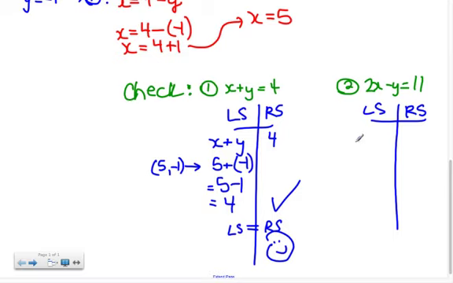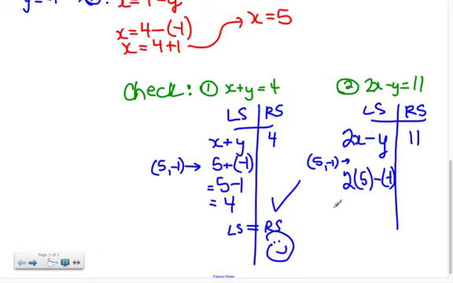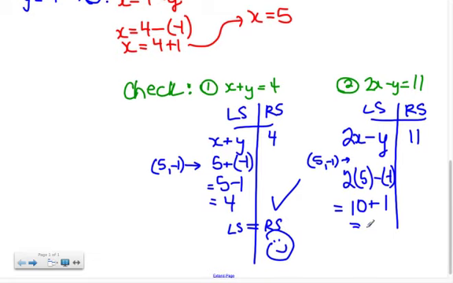But we need to double check it in both equations because there still could have been a mistake that we made somewhere. So again, we write the left-hand side of this equation, 2x minus y. The right-hand side is 11. Again, I'm going to sub in the point 5, -1, and it's going to sub into 2 times 5, so the x became a 5, minus the y became a negative 1. Make sure you get enough minus signs in there. There's the original 1 and then the 1 from the negative 1. And 2 times 5 is 10. That double negative makes it a plus, so 10 plus 1 is equal to 11. And again, my left side equals my right side, which makes us happy.